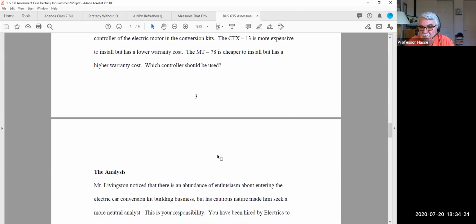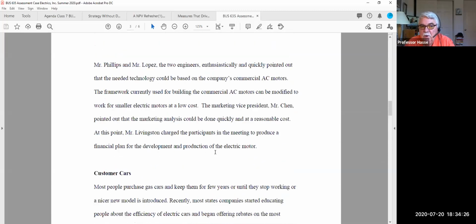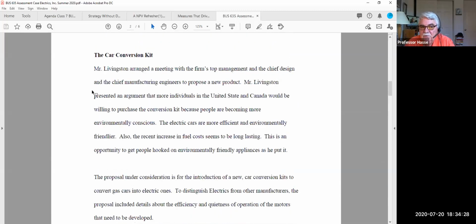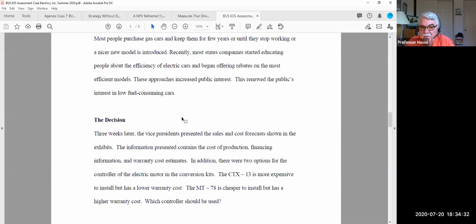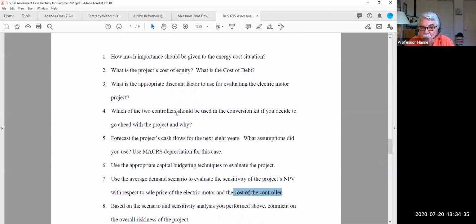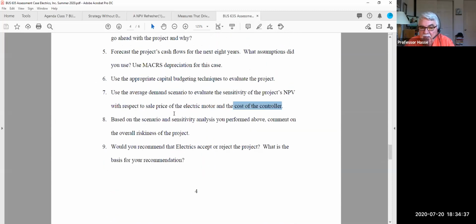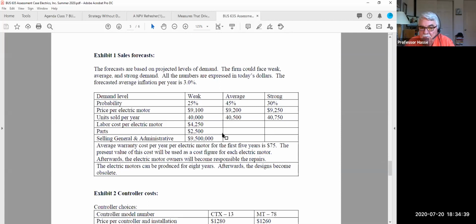That's the electric case. It's a 2-parter. Understand what the company's trying to do. Understand what you have to do by these 9 questions. And then go ahead and do the physical number crunching of the analysis.